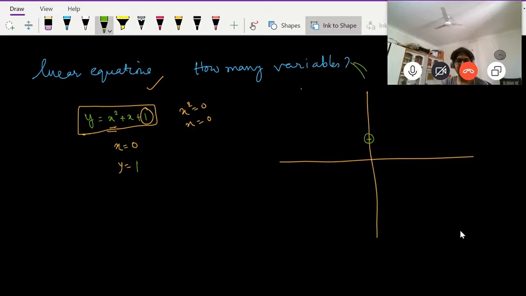Next, what? We can take x as 1, then y will be equal to 3. Next, then we can take x as 2, y will be 7. Okay. So the graph will go like this on this side. What happens on the negative side?